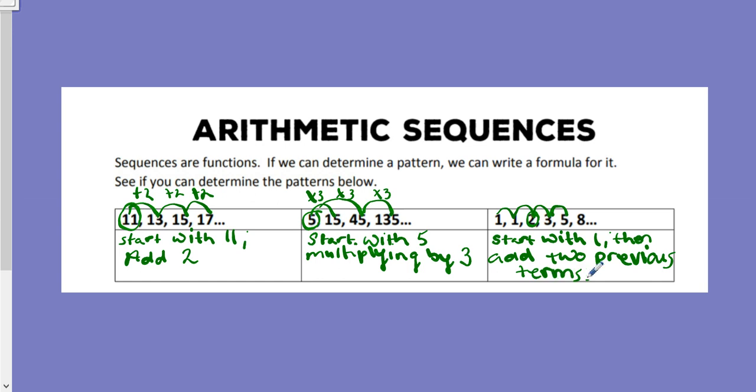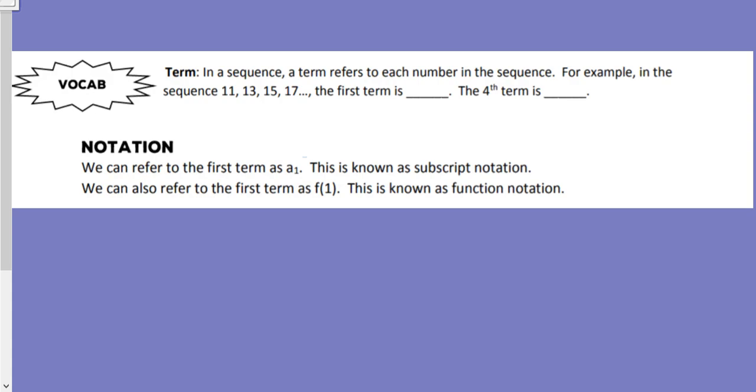So what I'm telling you is all of these are sequences, but not all of them are arithmetic sequences. So we're going to look at what makes an arithmetic sequence. And I'll tell you that this one is our arithmetic sequence. So this one will be a linear relationship, while the other two may be sequences and also functions. They are not arithmetic. So let's look at some important vocabulary.